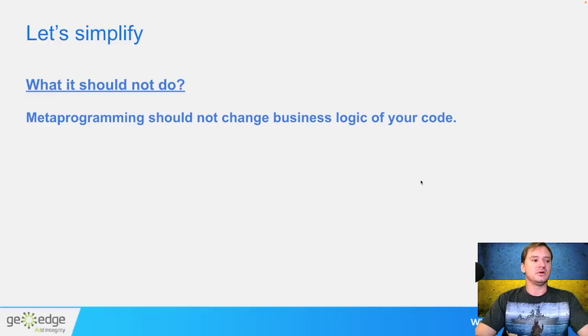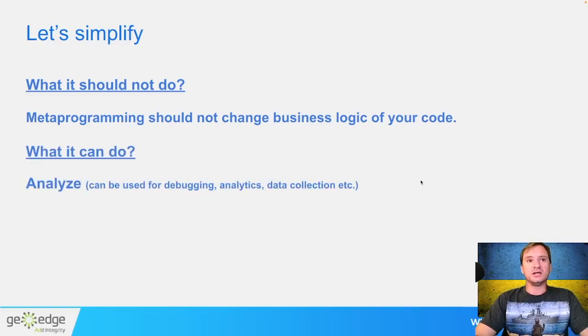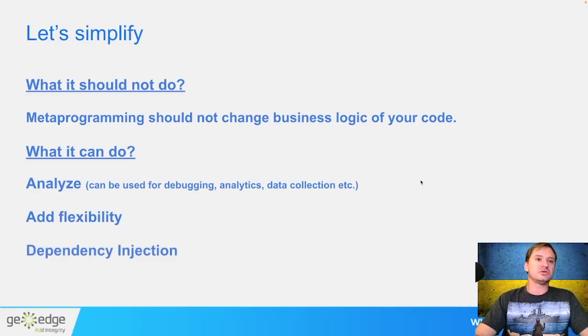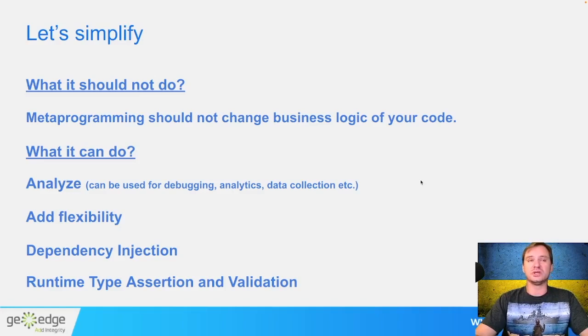Can we do it? Yes, definitely. In some cases, for example in the security field, the business logic actually is changed by metaprogramming. It's a very common use. But in day-to-day usage, like if you're developing some framework or library that other developers will use, we really don't want to change any business logic. We want to add to the code the ability to analyze, for example debugging or data collection, and additional flexibility for the code. Dependency injection, of course, is one of the use cases, and runtime validation and assertions are also great use cases for using metaprogramming.